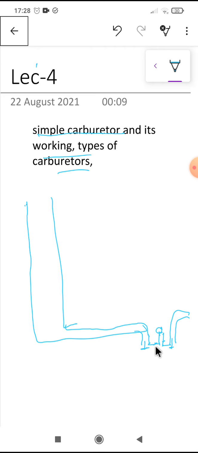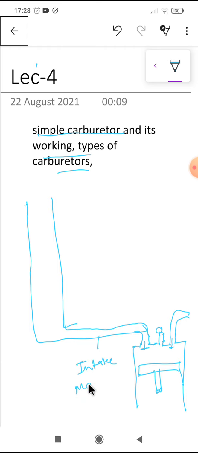These are the valves. This is the inlet valve, and this is the exit valve. This is the cylinder. This is the piston, and this is the rod. Piston, cylinder, inlet valve, spark plug, and this exit valve, the outlet valve. This is the intake manifold. This is called the intake manifold.